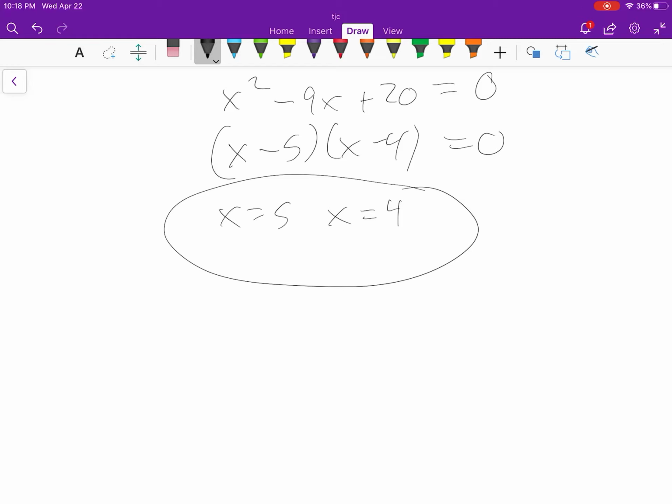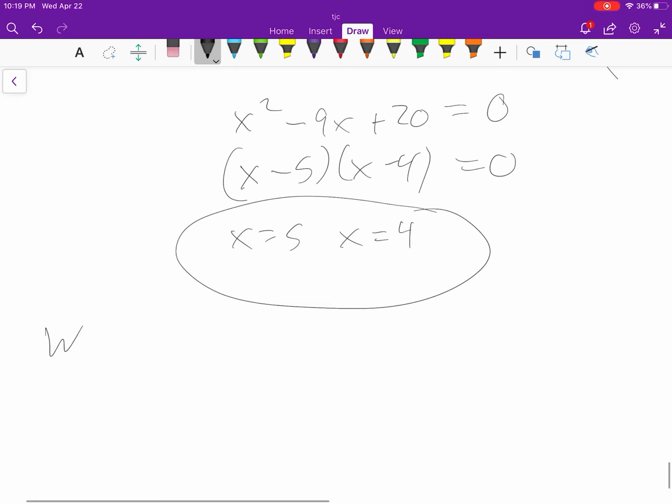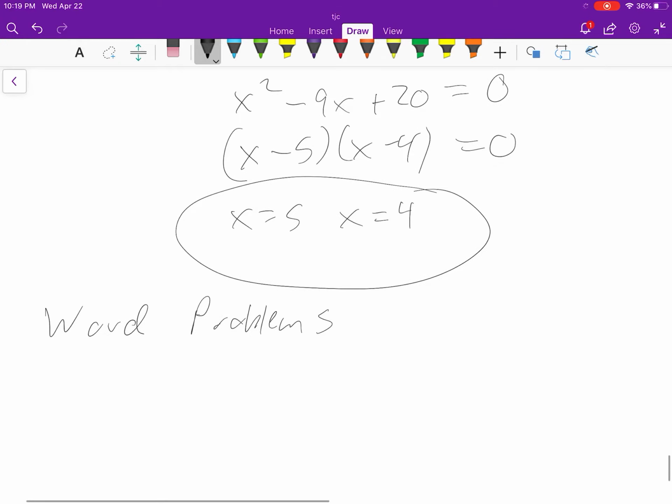Okay, so that's the solving of logarithmic equations. Let's look at some word problems. Okay, so we're going to move on to some word problems for this chapter.